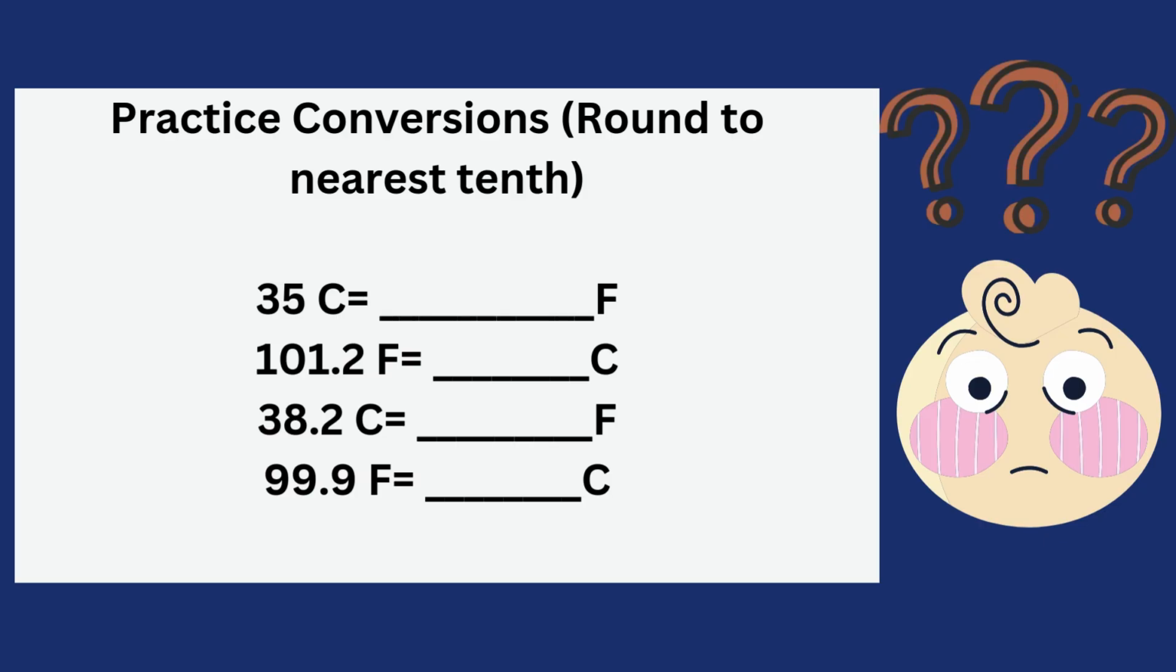The last one is 99.9 Fahrenheit, and I want to find what Celsius is. So I'm taking 99.9 minus 32. That equals 67.9. And I'm dividing by 1.8. And you would get 37.7222222 forever. And I'm rounding to the nearest tenth. So that 2 is less than 5, so it's going to just be 37.7. I hope this helps explain basic conversions and rounding.